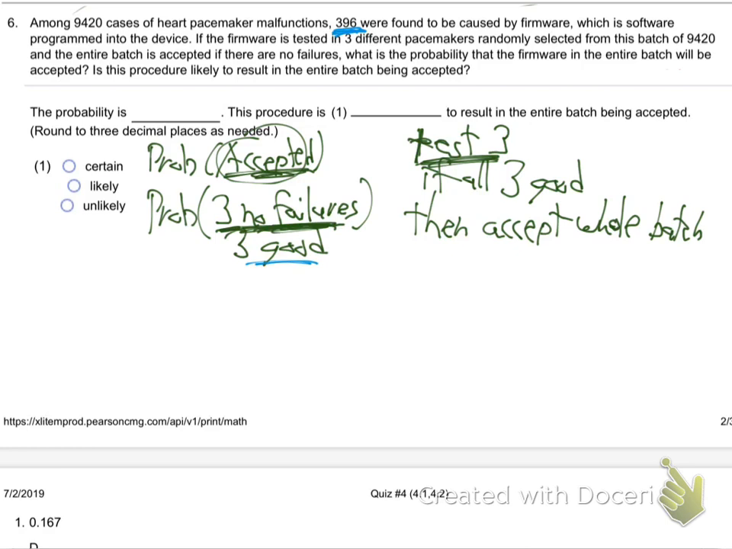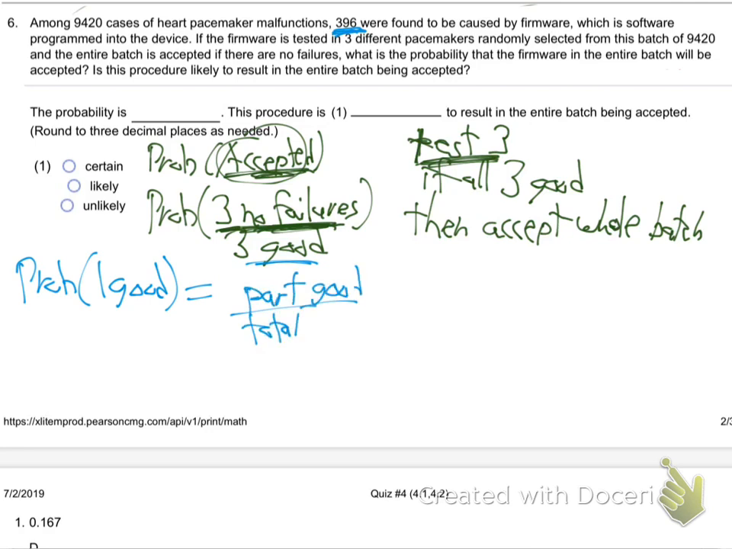Well, what's the probability, if you're going to grab, what's the probability of getting 1 good one out of this batch? Well, remember how we do probability. It's out of the total. It's the part out of the total. The part in this case that's good. That's going to be the probability of 1 good one. So the part that's good out of the total. What part are good? Well, what's the total?